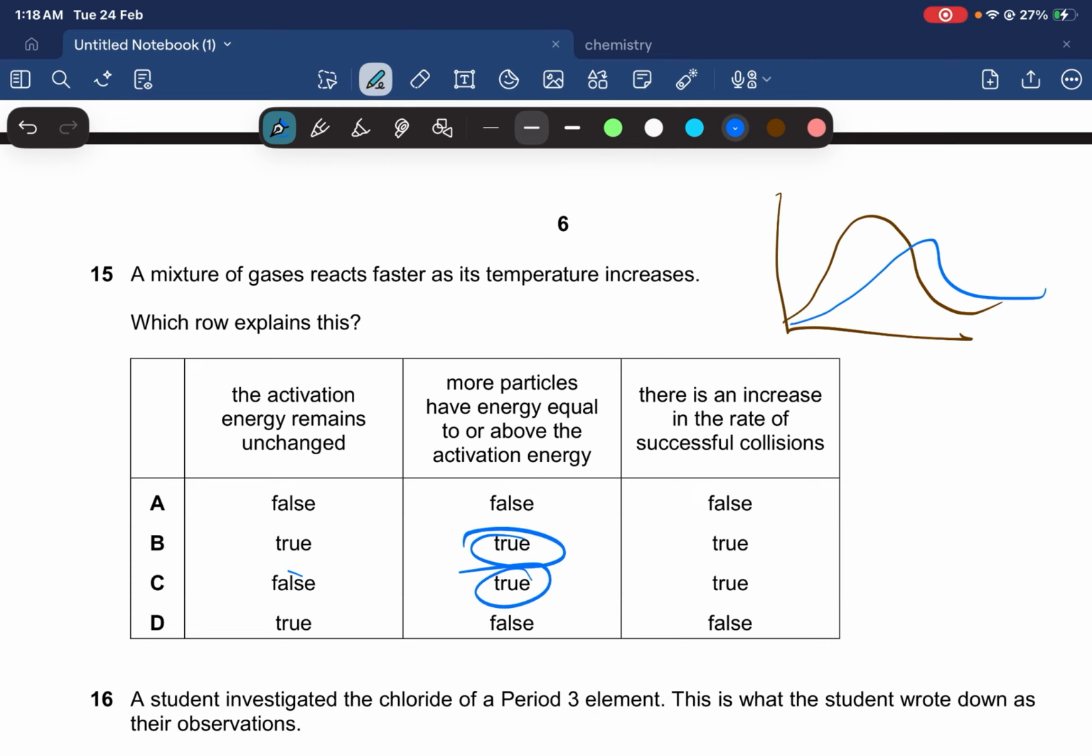True, true, false. This increases the rate of successful collisions. Yeah, true. When successful collisions increase, the activation energy remains unchanged. Yeah, true. The activation energy remains unchanged. True, not false. Why am I saying false? I just said that it doesn't change because temperature cannot, so it's B. True.